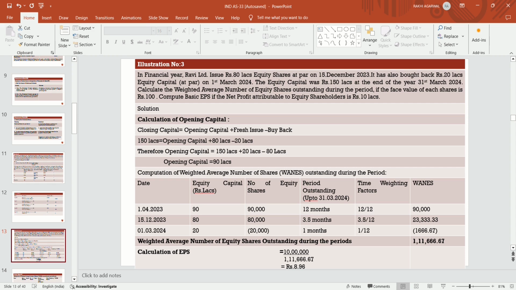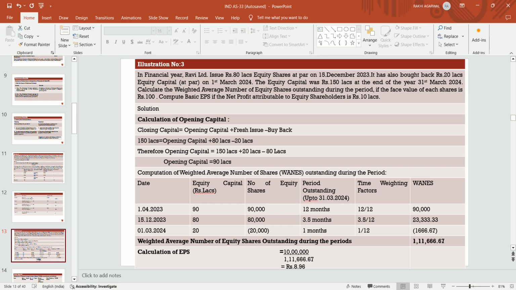it becomes 90,000 shares. Now we will make one table to compute the weighted average number of shares outstanding during the period. We give the weightage factor on this. So on the opening, on 1st April 2023, the company is having 90,000 shares. The value of those shares is 90 lakhs. And the number of equity shares is 90,000 for a period of 12 months. So the time factor is 90,000 into 12 divided by 12.